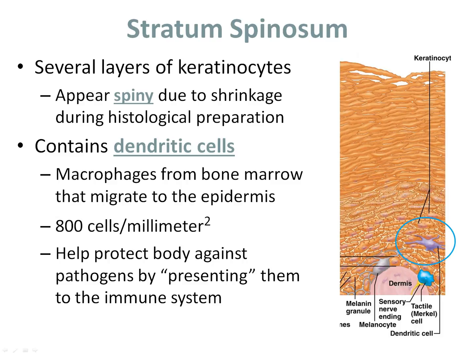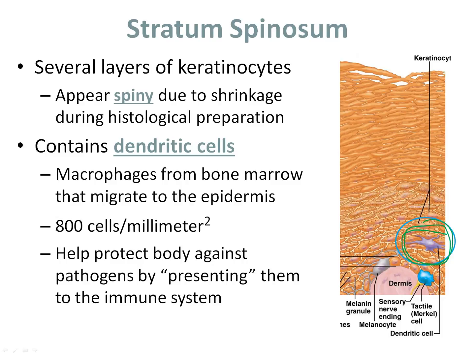The stratum spinosum contains several layers of keratinocytes, and they're spiny due to the shrinkage during histological preparation. So that means when we make the slides of this tissue. The stratum spinosum contains dendritic cells. So this is going to be our dendritic cell right here. You can see him hanging out among those keratinocytes in the spinosum.